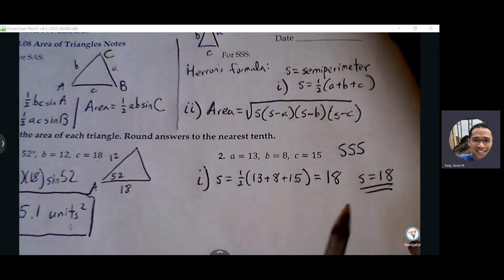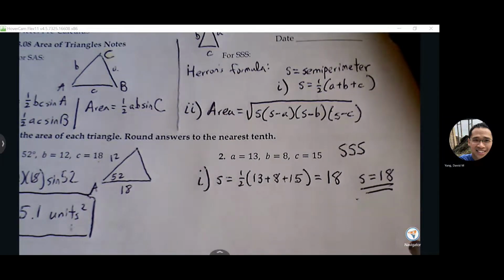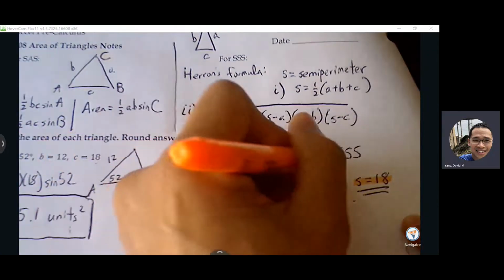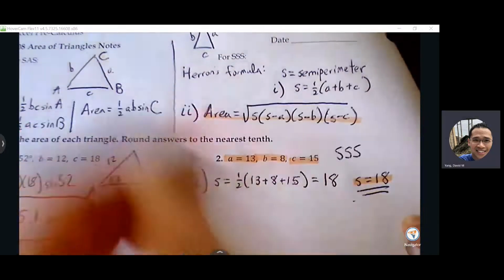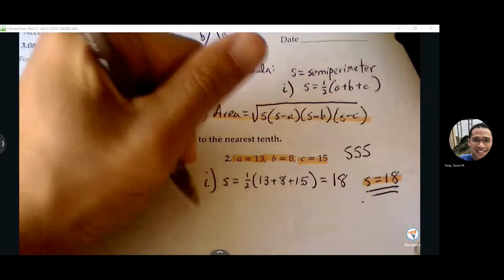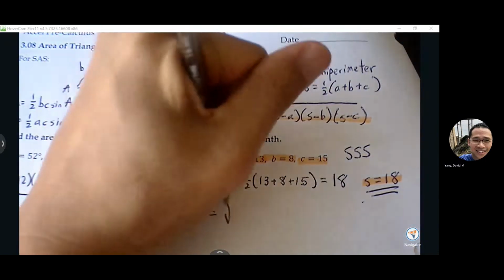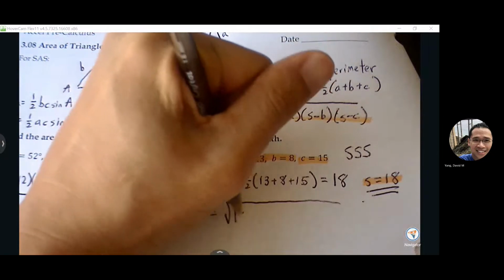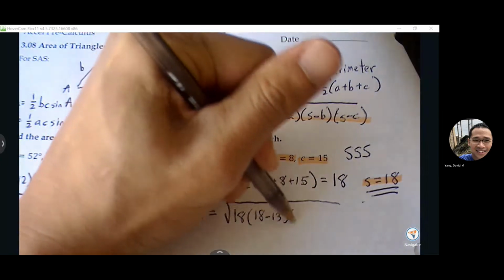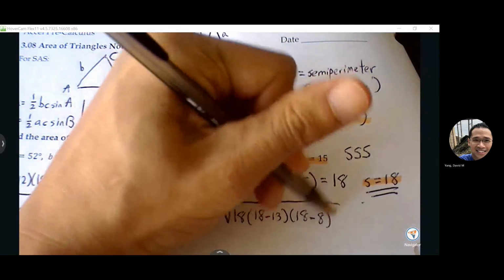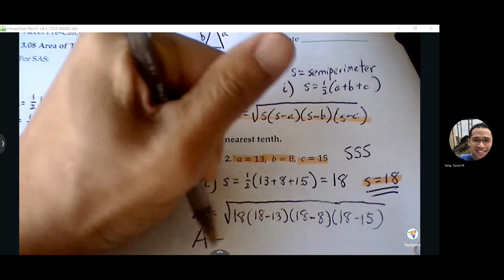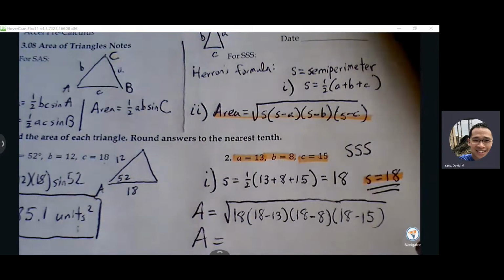So now we're going to involve the 18, the 13, the 8, and the 15. We're going to apply this area formula. And all that can just go in your calculator.